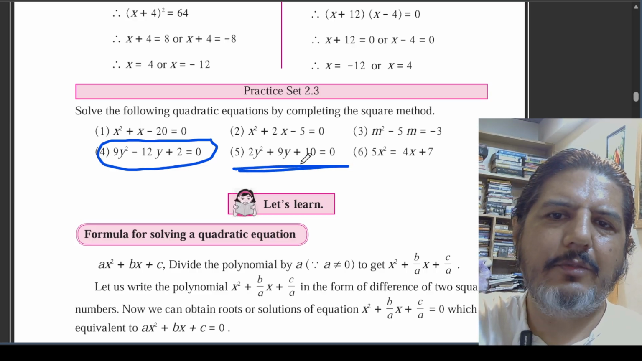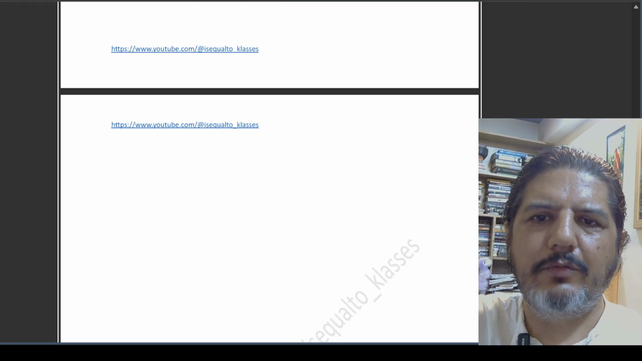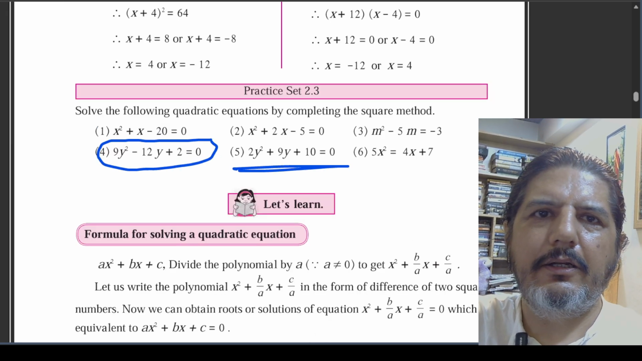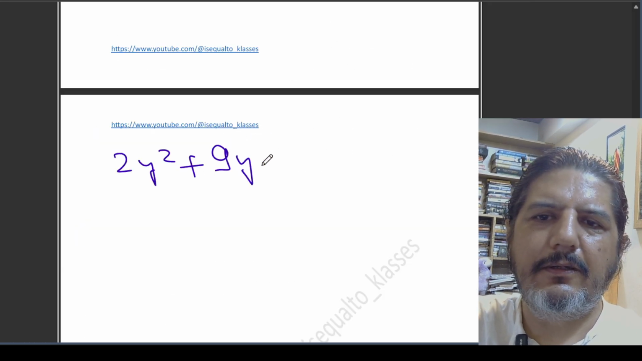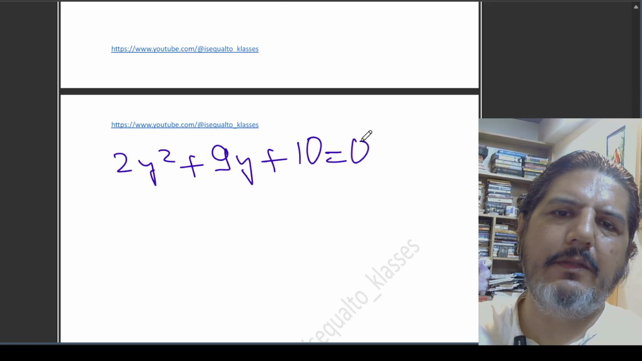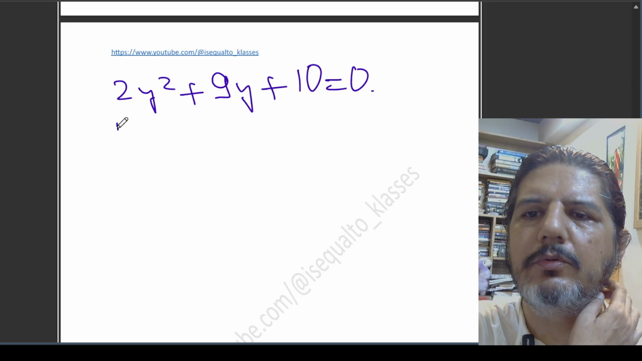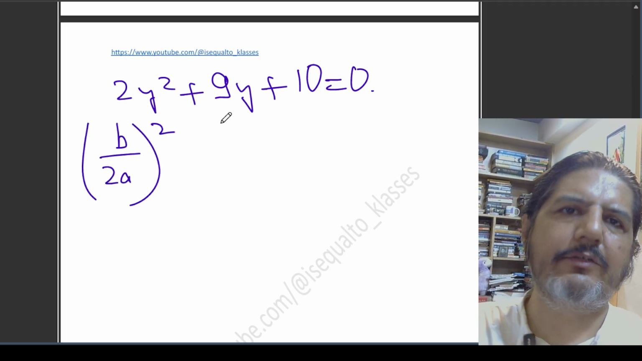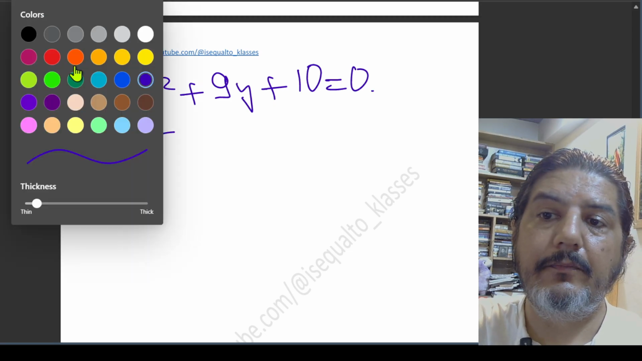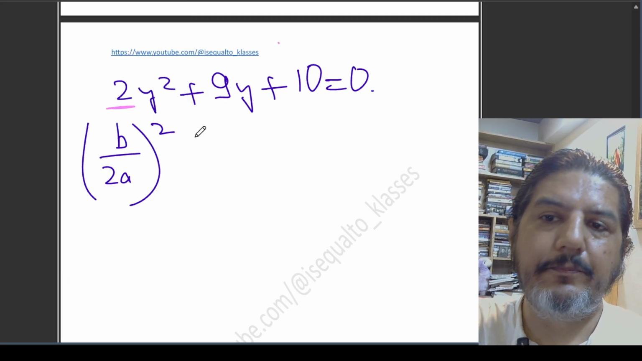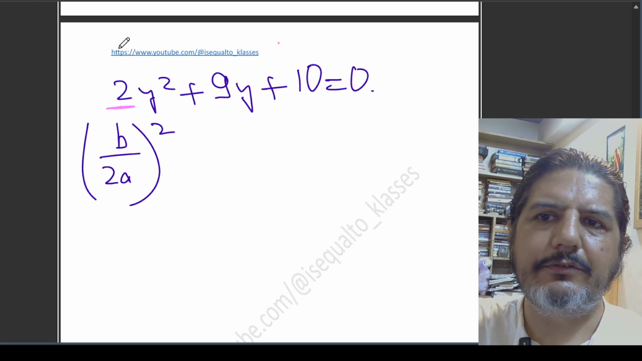This one, 2y square plus 9y plus 10 is equal to 0. So again, I have to add the coefficient of b upon 2a whole square on both sides of the equation after ensuring that the coefficient of y square is equal to 1. So let's identify our a, b, c first. This is my a, this is my b, this is my c.